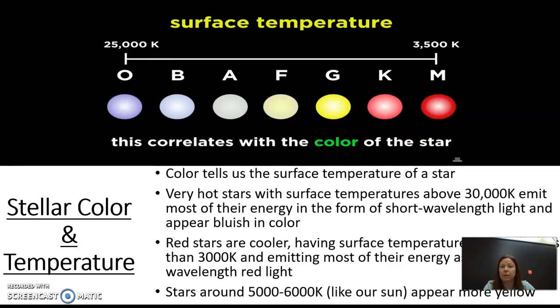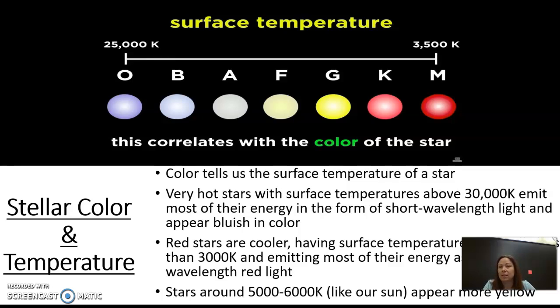Red stars are typically a lot cooler, less than 3,000 Kelvin, still really hot, but cooler among the stars, and emitting most of their energy in longer wavelength light. So at the opposite end of the rainbow, we have the red, which is longer wavelengths.